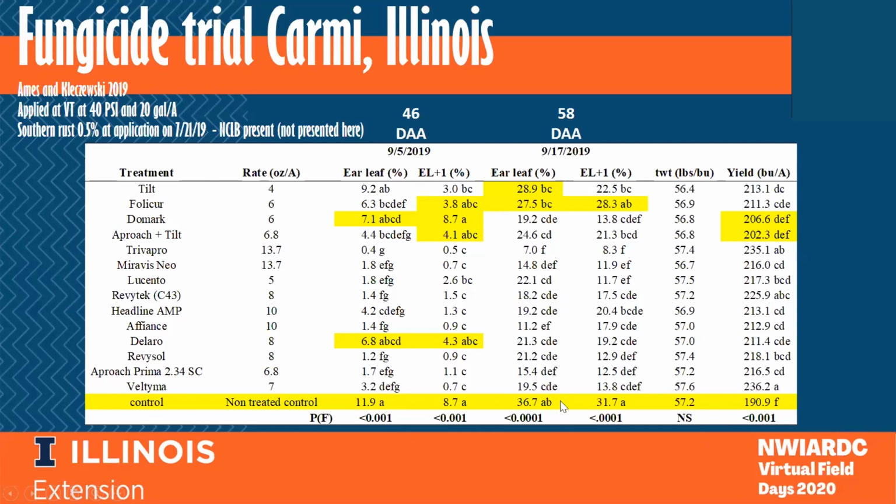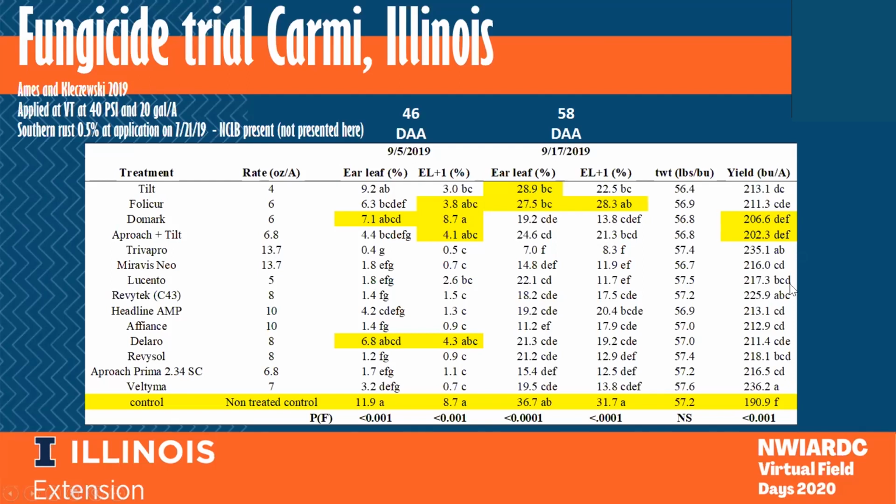So you can see the application of a lot of these products, even at VT, still resulted in a significant reduction in southern rust on these leaves. Obviously, some did a little better than others, but you know, they all helped out a little bit. The exception being these kind of cheaper, older DMI chemistries here, the tebuconazole, propiconazole type products.